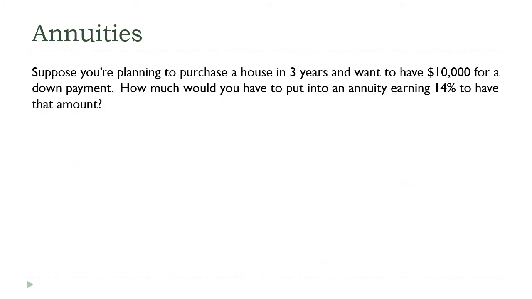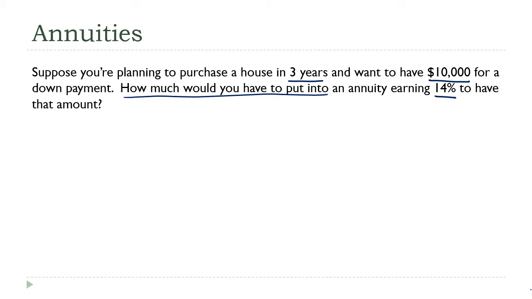All right, we've got another one here. You can pause this if you like, maybe try to work this out yourself, and then we'll do it together. So we're planning on purchasing a house in 3 years. That's my time frame. And I want to have $10,000. That's the future value, so that's going to be my A in a minute. How much would you have to put into an annuity? That's going to be my monthly payment, earning 14%.